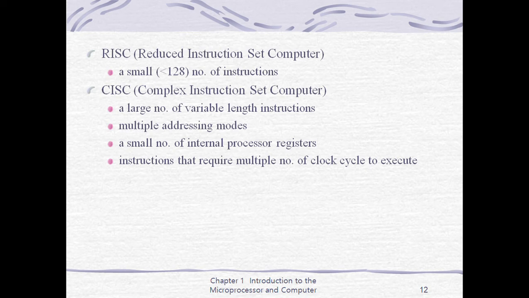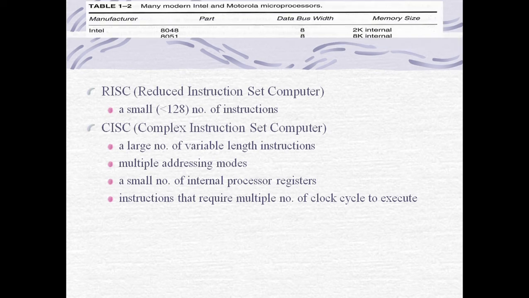In CISC, there is a large number of variable length instructions and multiple addressing modes. We will talk more about addressing modes. There is also a small number of internal processor registers in CISC computers, and CISC instructions that require multiple clock cycles to execute. There are a number of other features that CISC computers normally have.